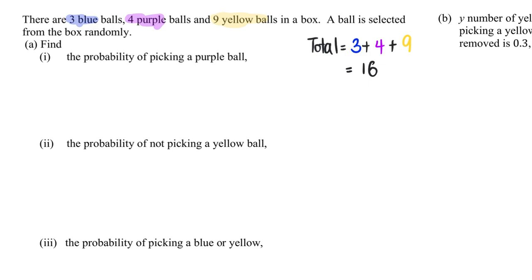Alright, so the probability of picking a purple ball, how many balls are there? 4 out of how many total? 16. So final answer 1/4.